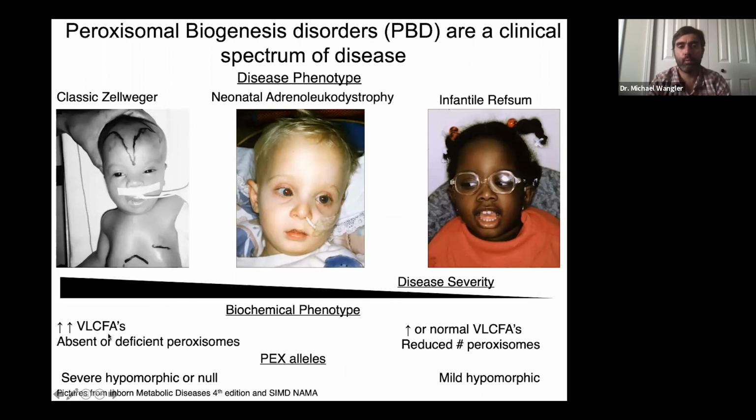We can also notice that the severity spectrum tracks along with the biochemical phenotype, meaning that if the very long chain fatty acids are really elevated, that would predict a somewhat worse scenario than if the very long chain fatty acids are normal. And then we'll go into the different types of alleles. Remember, the allele is the version of the gene, the specific mutation. A patient who has a really severe mutation may differ from a patient that has a mild, what we call hypomorphic, mutation.